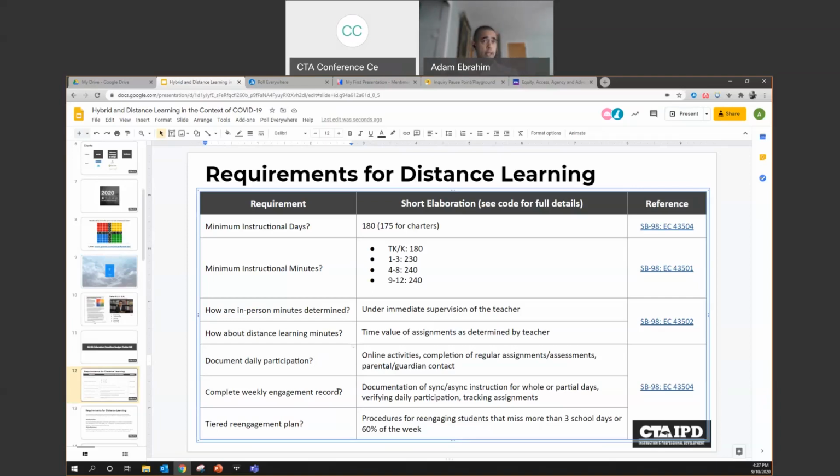Last thing I wanted to hit on here, especially as districts are passing these learning continuity plans, is there's a requirement in SB 98 that there are procedures, tiered engagement procedures, for re-engaging students that miss more than 3 days of school, 60% of a week. This relates to truancy law.